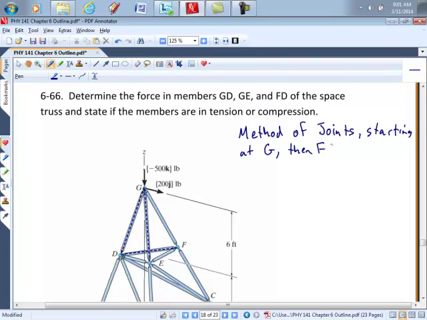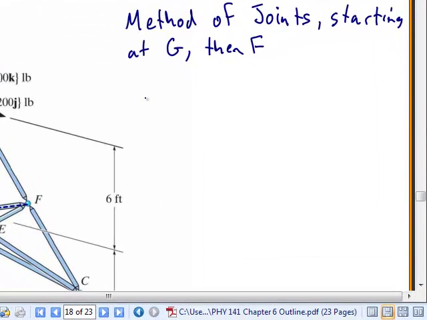All right. So in order to use the method of joints on G, we're going to need to have the direction of these Cartesian vectors. So I'm going to need the direction of GD, GE, and GF.